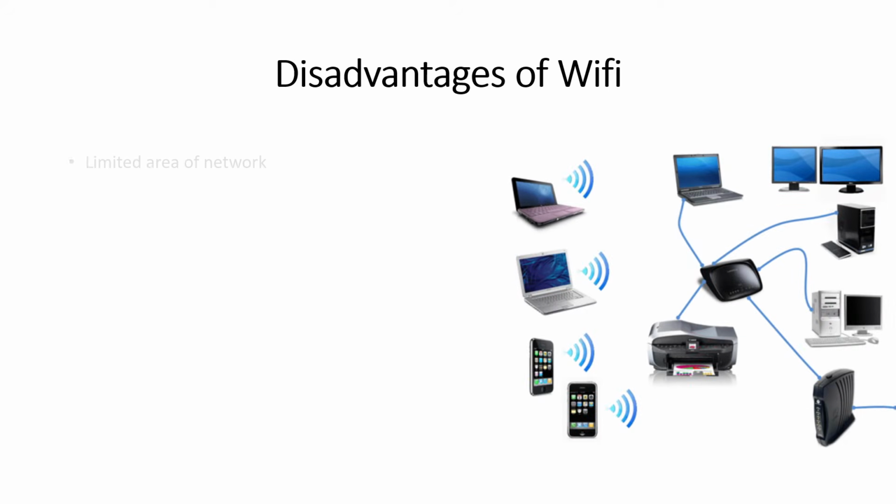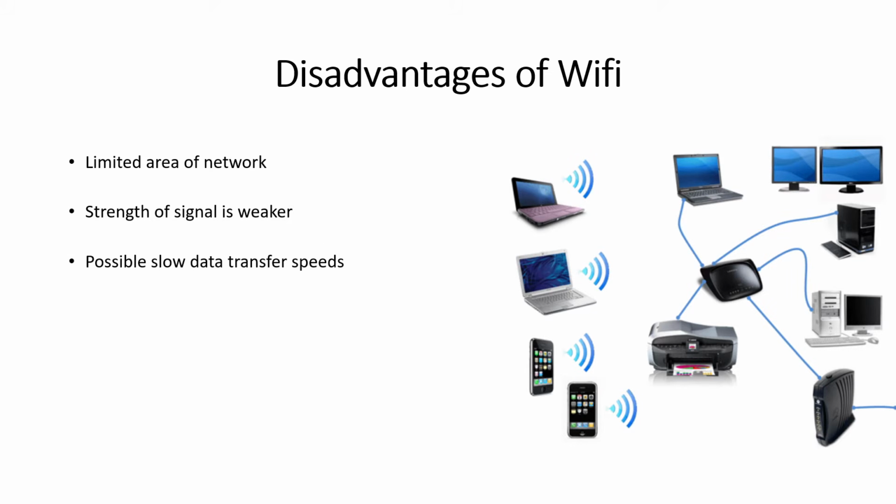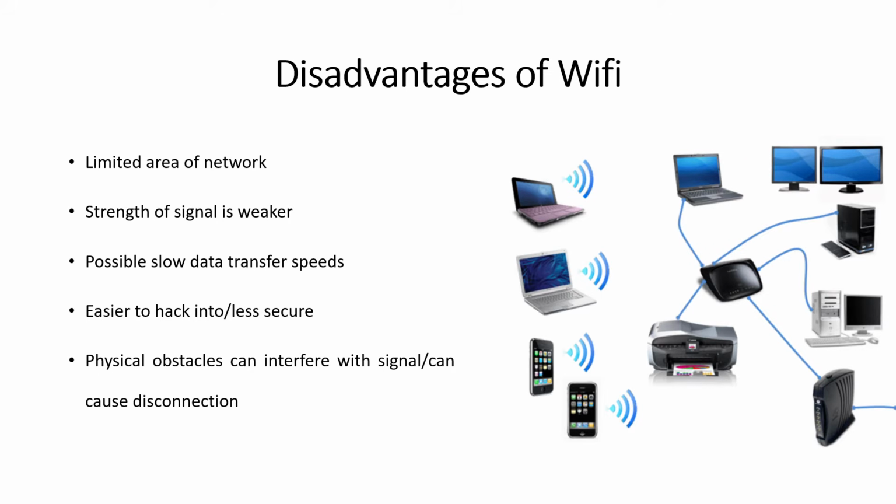Disadvantages of Wi-Fi. Limited area of network. Strength of signal is weaker. Possible slow data transfer speeds. Easier to hack into, and it's less secure. Physical obstacles can interfere with the signal or cause devices to get disconnected.